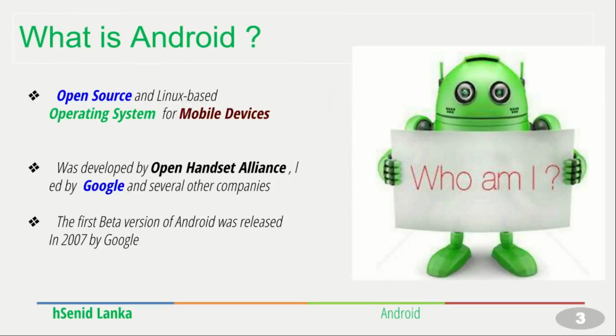So, what is Android? Android is an open source Linux-based operating system for mobile devices such as smartphones and tablets, and it is developed by the Open Handset Alliance, OHA, which is led by Google. Actually, Google purchased the initial developer of the Android software in 2005, and the first beta version of Android was announced in 2007. So in brief, Android is an operating system for mobile devices.